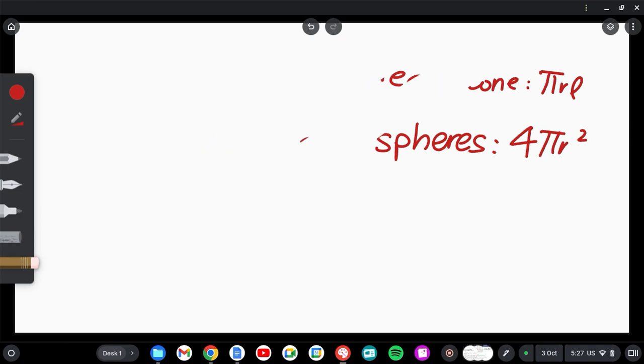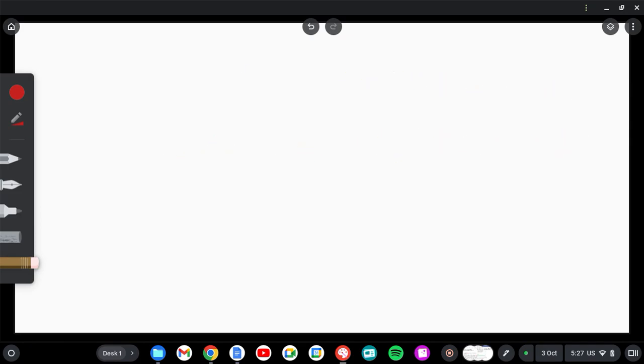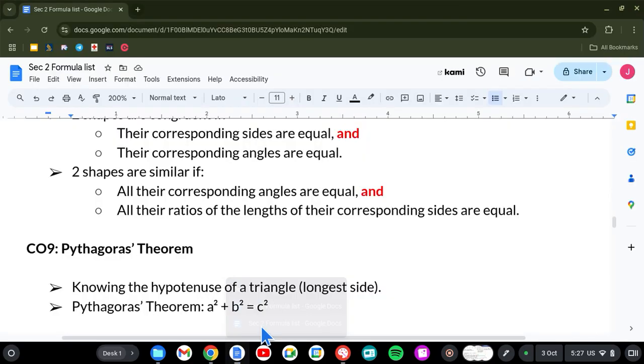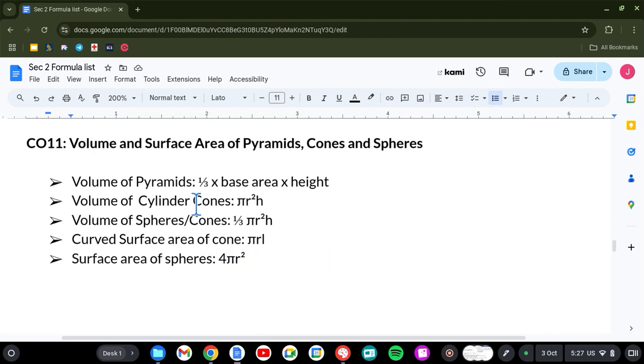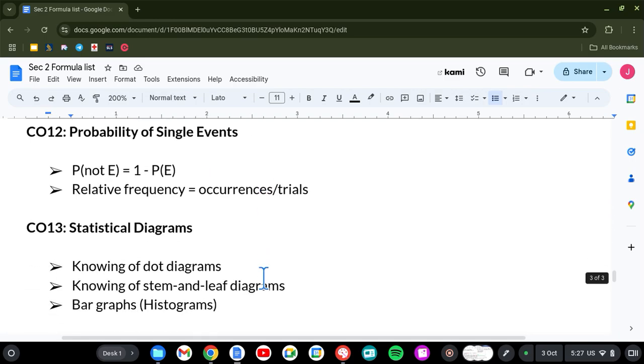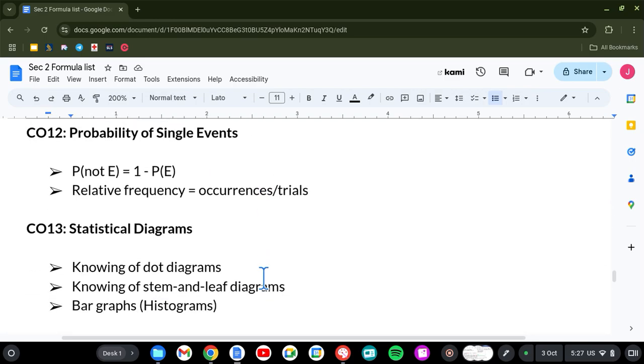Alright, let me go back to the formula sheet. If in case y'all cannot see my handwriting, it is right here. Not cylinder, cone, cylinder only. I'll give you 5 seconds. 5, 4, 3, 2, 1. Alright, chapter 12. The probability of single event.